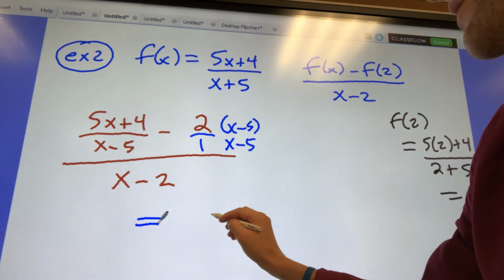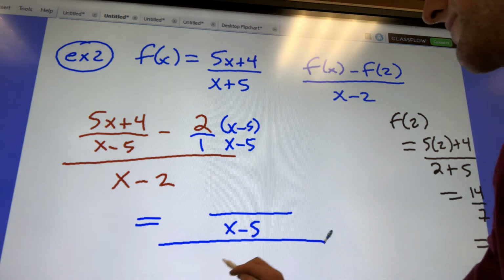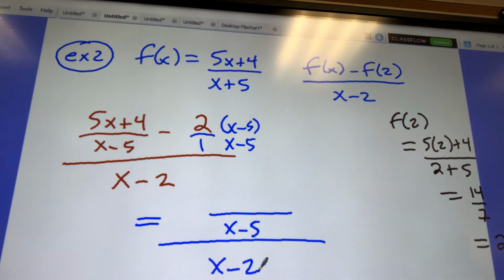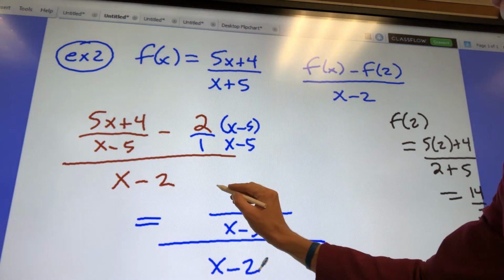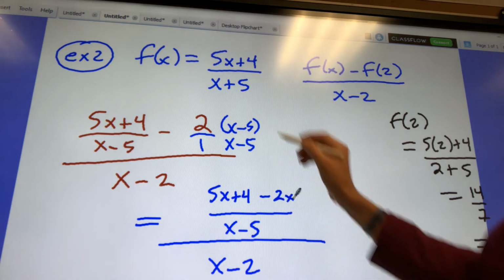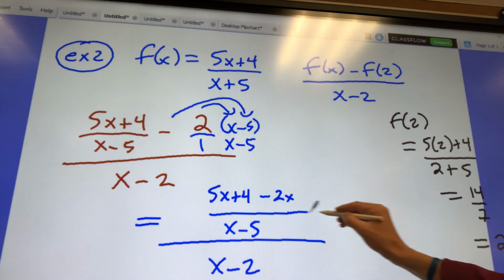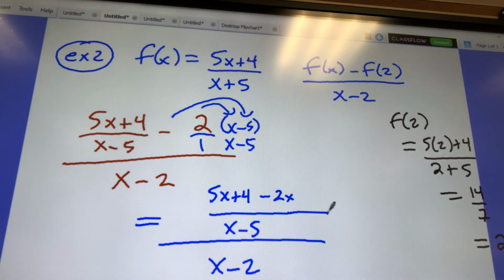So I will have a common denominator in that numerator, divided by x minus 2 times x minus 5. I'm going to have 5x plus 4 minus 2x. A negative times a negative is a positive. Guys, this is a mistake.